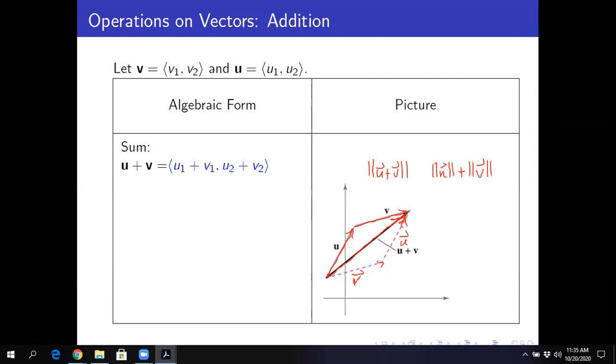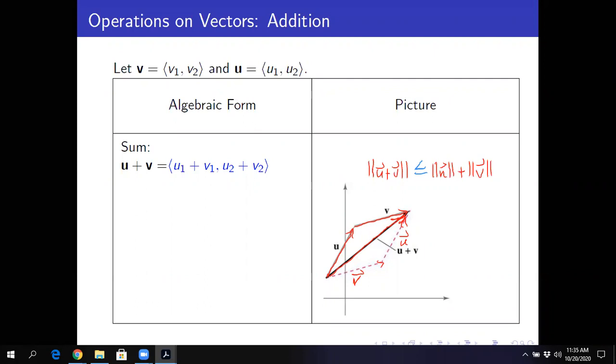What do you guys think? U's length plus v's length is going to be longer. That's oftentimes called the triangle inequality because of this picture. U's length plus v's length is going to exceed that of u plus v because of this triangle picture, yes? The shortest distance between two points is a straight line. In the plane, at least, that's true.